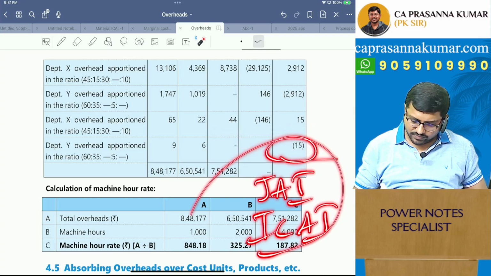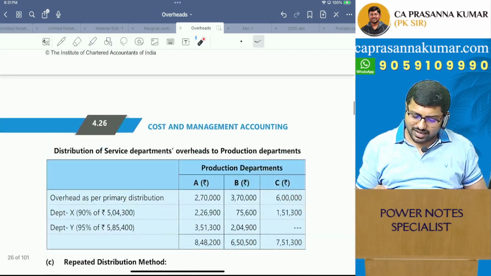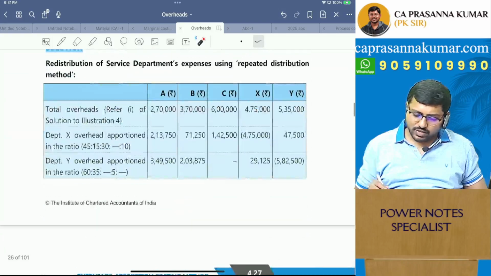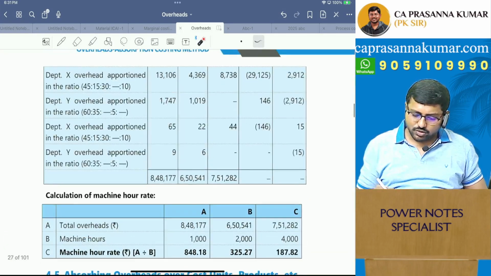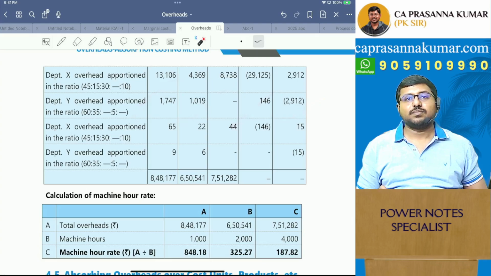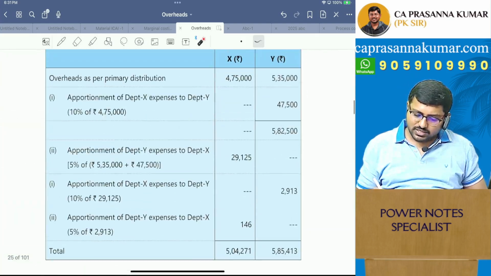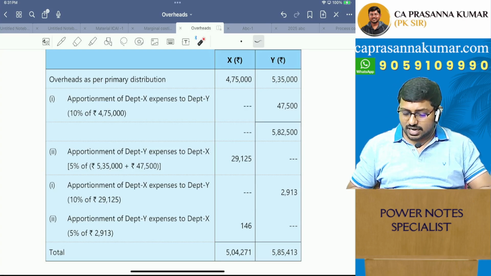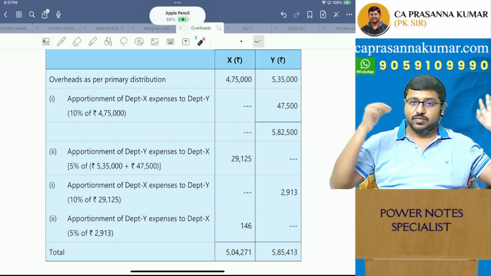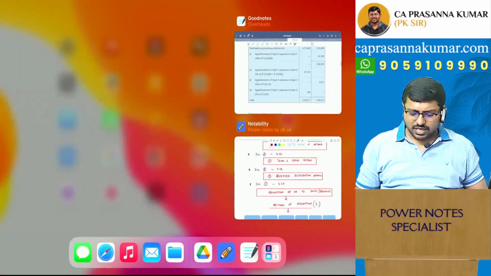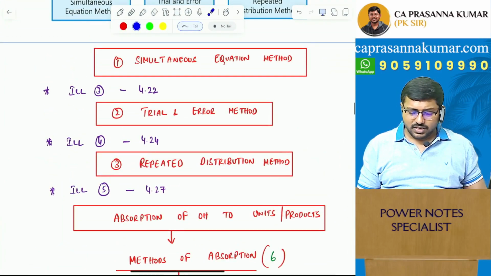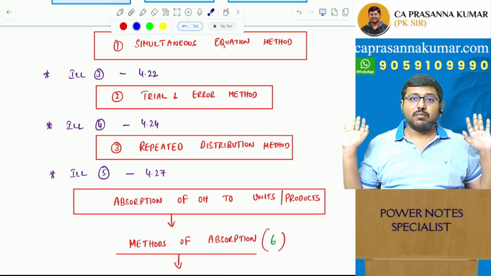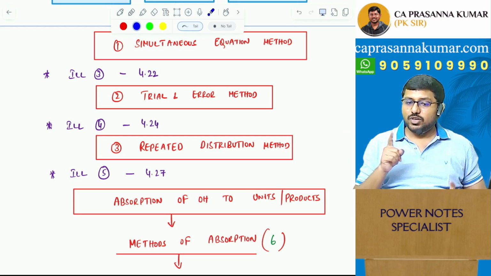We can't do anything. So the only difference is, in trial and error method, you will just be doing this calculation between X and Y. Whereas in the so-called repeated distribution method, you will be doing it for all the departments, not just service departments as in the trial and error method. In one way, repeated distribution method is that method which will take a lot of your time in the examination. Simultaneous equations method, you can do it faster. Trial and error method also you can do it faster, but repeated distribution method will take a lot of time. So be careful with that when you get that question in the examination.